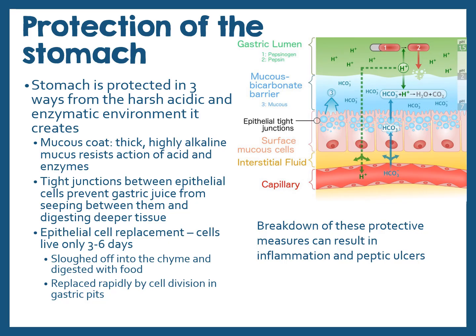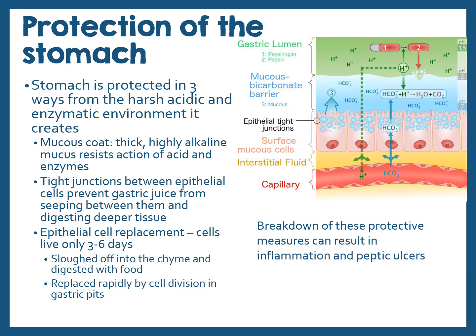And then these cells have a very high mitotic rate. That means they're going to undergo mitosis and replace themselves very quickly. For example, your skin cells replace themselves every 28 days, your liver cells about a year. These cells are replaced about every 3 days. They get sloshed off with the chyme and digested with the food, and they will be replaced by cells that are doing mitosis within the gastric pits.